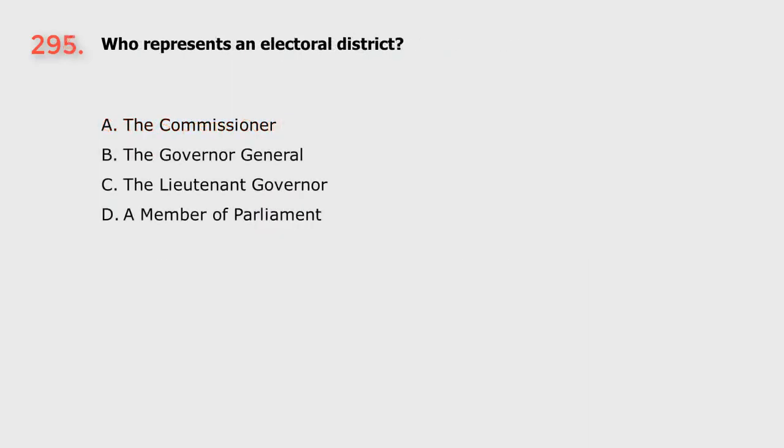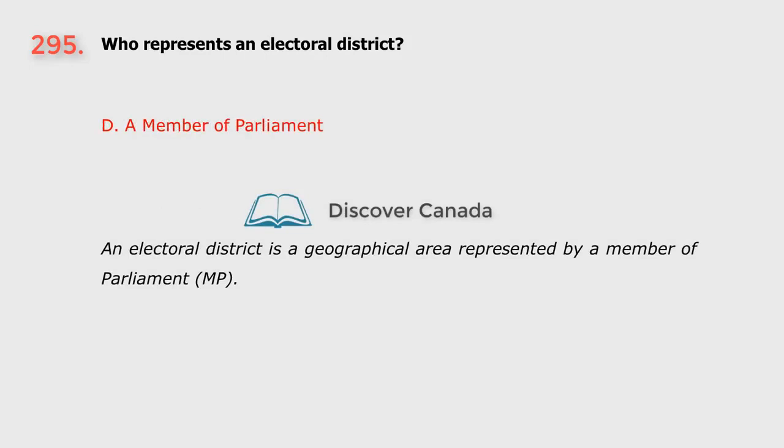Question 295. Who represents an electoral district? A. The Commissioner. B. The Governor General. C. The Lieutenant Governor. D. A Member of Parliament. The answer is D. A Member of Parliament.